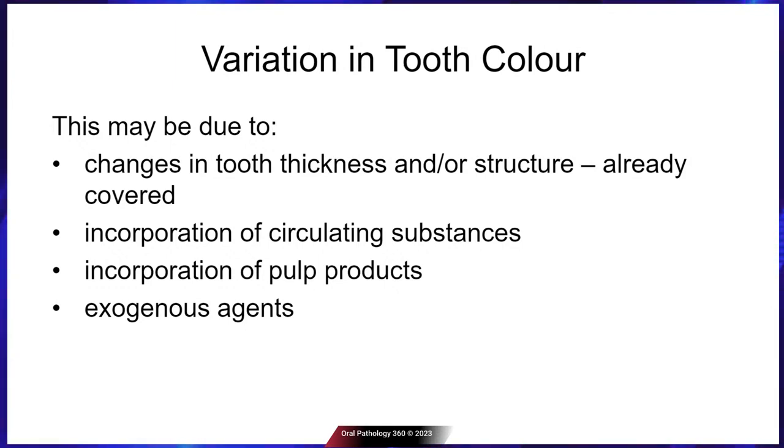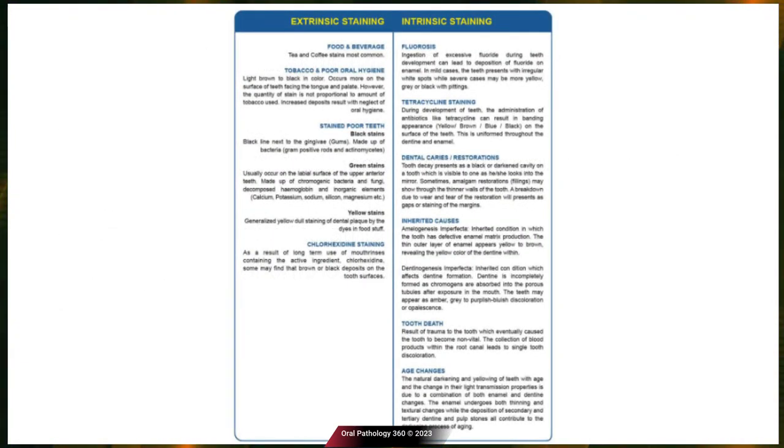And it's due to tooth thickness, structure, circulating substances in the blood, incorporation of pulp, exogenous agents, a lot of stains, coffee, wine, foodstuffs, medications, etc. So there's a large variation in tooth color as we know. But there are common areas where you get the separation of extrinsic and intrinsic. So extrinsic: food and beverages, black teeth from bacteria and chlorhexidine, which tends to leach out and precipitates on teeth. But the intrinsic ones are the ones which are inherently more interesting.